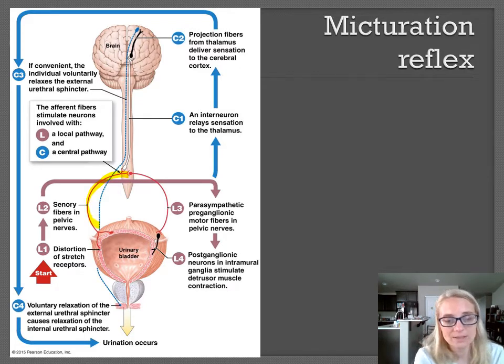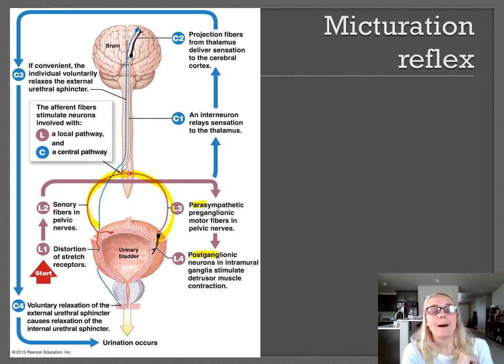as well as this loop here, parasympathetic preganglionic fibers to our postganglionic fibers, right? That's our autonomic nervous system control, which is going to send the signal to contract your detrusor muscle. So we're going to start getting some urinary bladder contractions, which is going to further distort your urinary bladder, activating those sensory neurons again.